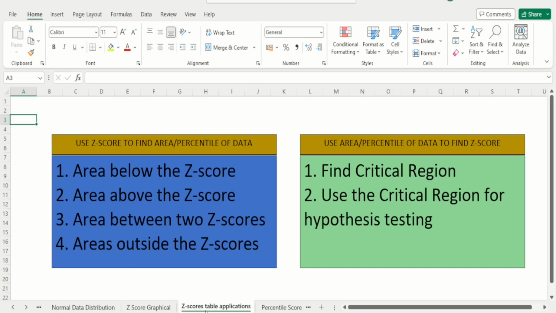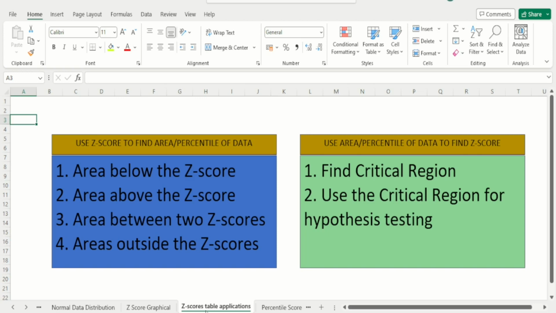So whenever we have a z-score and we want to understand the percentage of data that lies below or that is less than that data point, we will use the first concept. In some cases, you might also need to find the area above the z-score, which is nothing but the percentage of data points of a data distribution that lie above a given data point.